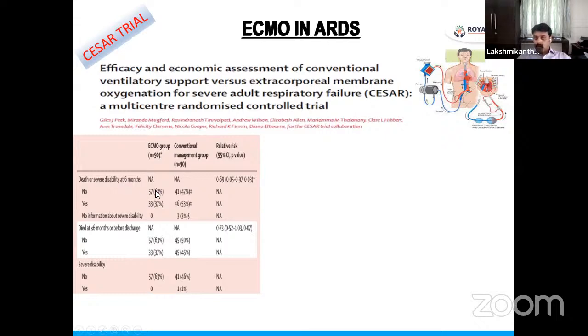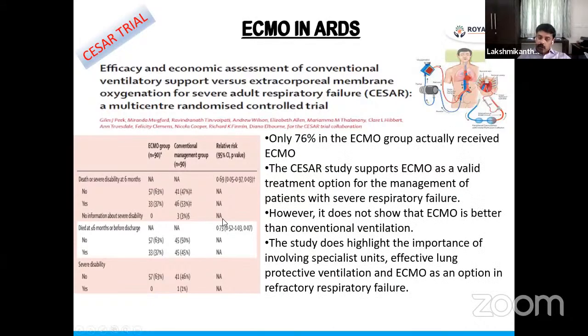So after the study came, almost everyone was jumping to say that ECMO is the magic bullet for ARDS management. But later, this study was further analyzed, and it was found that the difference was between a hospital where ECMO was not used and a hospital which was equipped with ECMO usage, and not between patients who were on ECMO and those who were not.